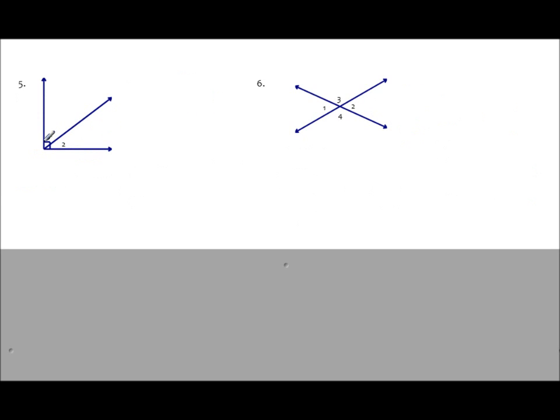Okay, so right here we have the symbol for a right angle. So I could say that angle 1 and 2 are complementary. And the reason I know that angle 1 and angle 2 are complementary is because they put the symbol there for a right angle. So angle 1 and 2 are complementary. My reason would be the definition of a right angle, because angle 1 and 2 make up this right angle.